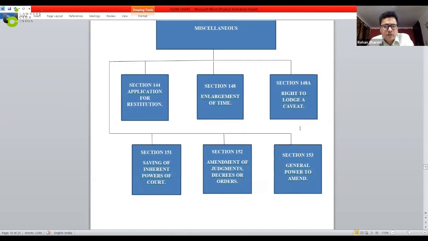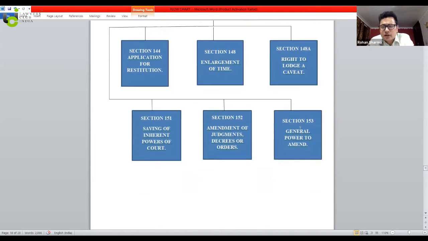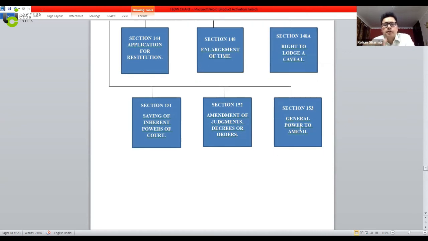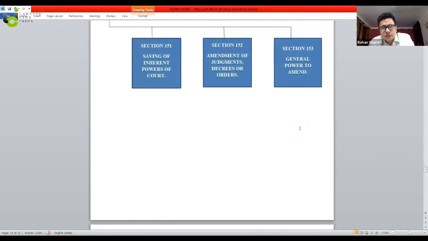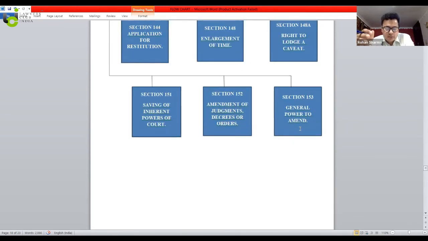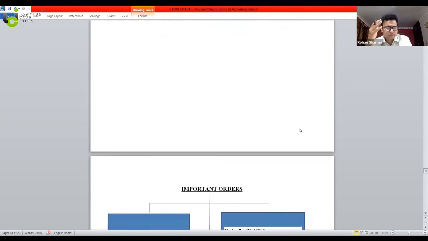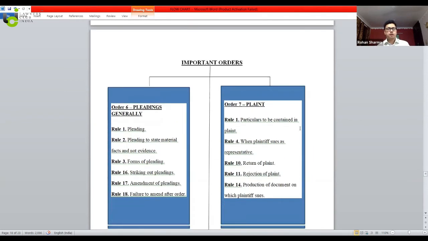Okay, 152, 153, very general sections. In case there are some arithmetic errors, in case there are some clerical errors, then the court has the power to amend its judgments. 153 says there is also a general power to amend these judgments, of course, in such specific circumstances. What are those circumstances? We'll deal with details.